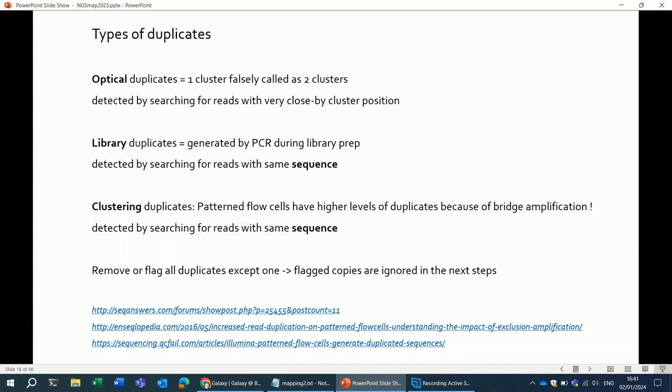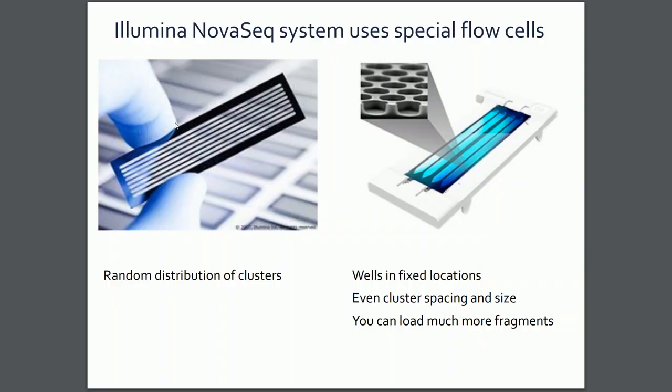And then the third type of duplicates are the clustering duplicates, and they occur mainly on patterned flow cells. So traditionally, Illumina sequencing is done in these flow cells here, so the glass slide with the metal grid on them. But in newer sequencers, these patterned flow cells are being used that have these tiny wells.